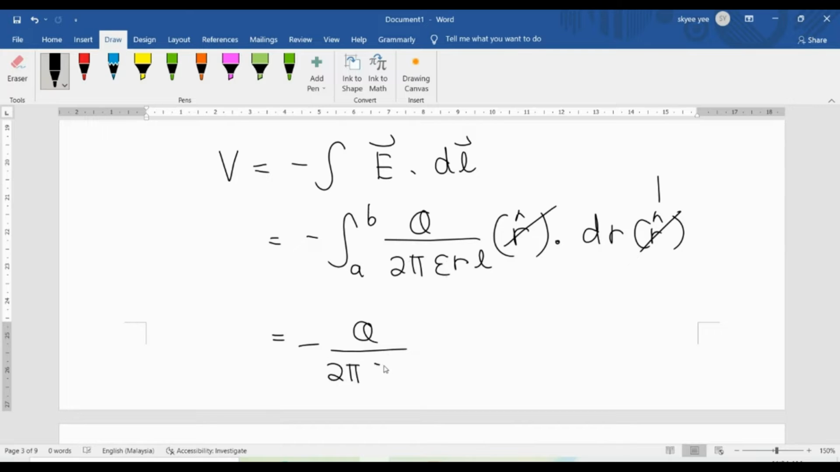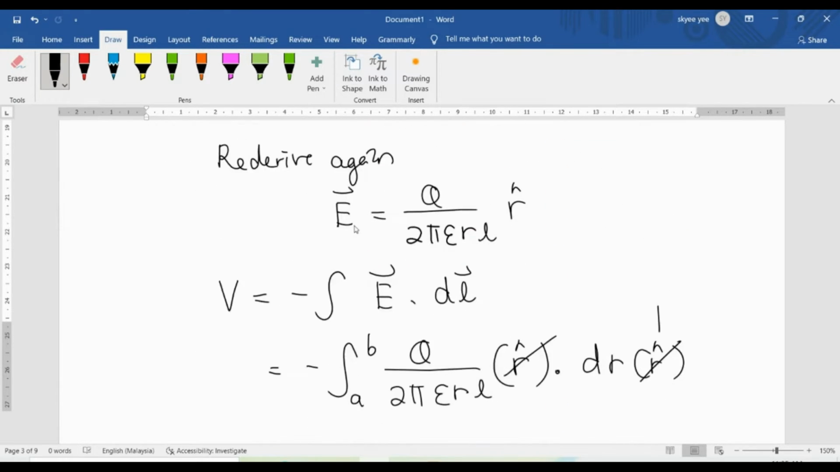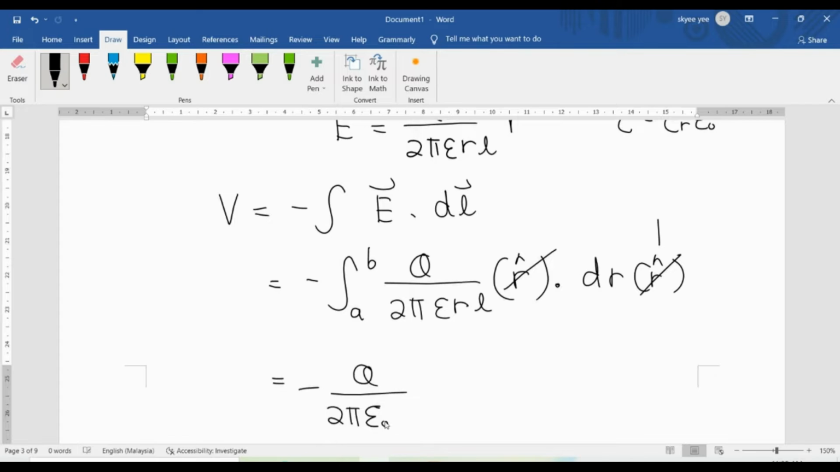Epsilon. Oh yeah, what is the epsilon? This is epsilon r, not epsilon. Epsilon r. I hope you know the difference. What is the epsilon and epsilon r? So this is the relationship. I will take this epsilon naught here, and the L is here. Then I integrate A and B. In this case, I put the value of epsilon r, which is 10 plus r over r, multiplied with the r.